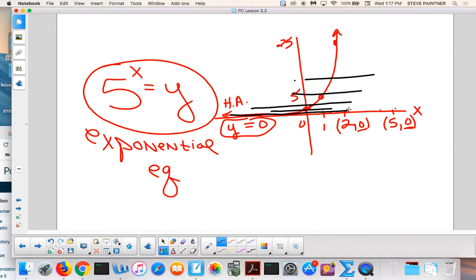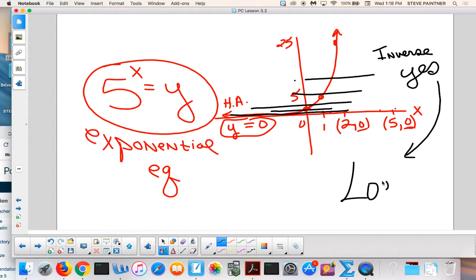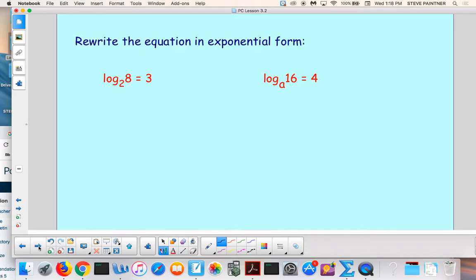If you keep drawing the horizontal lines, you hit it once. So does it have an inverse? Is there an inverse to this? By the horizontal line test, you'd have to say yes. And you know what it is? They call it the logarithmic function. And now, section 3.2, guess what it's about? Logarithms. So today you're going to take that function and use the inverse function, logarithms. Okay, so here we go.